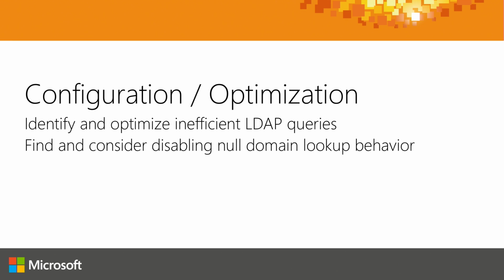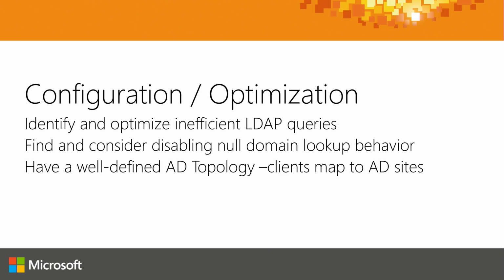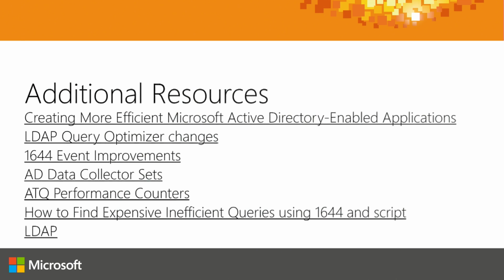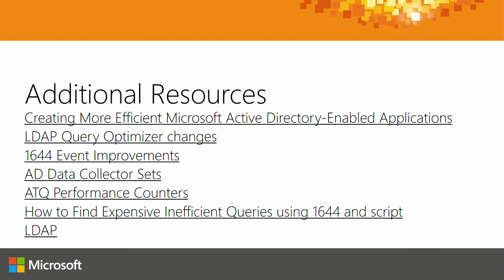Find and consider disabling null domain lookup behavior. That's the NeverPing registry value and the LSA restrict isolated name levels value. But that's something you need to test, and I have stuff on this in the references section. And be on the lookout on our Ask DS blog. We'll have a lot of these recommendations and updates, and document the troubleshooting process in a future blog post. Have a well-defined AD topology. Increase your MaxConcurrentApi settings. There are the additional resources I mentioned. All are very good reads and contain a lot more detail than I could cover in this session.